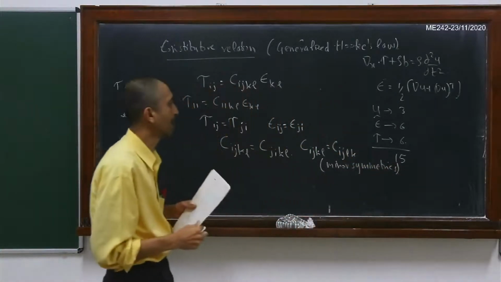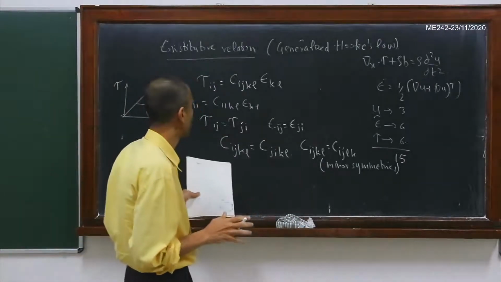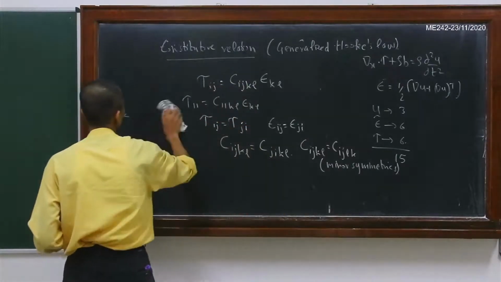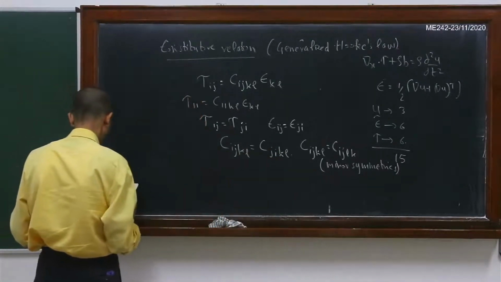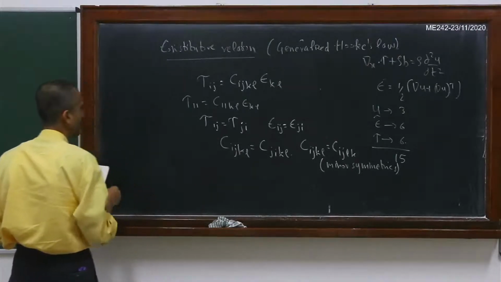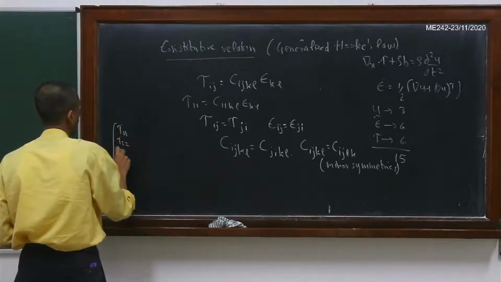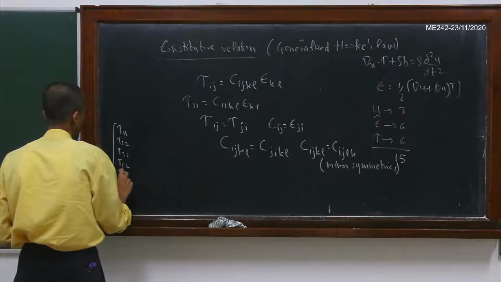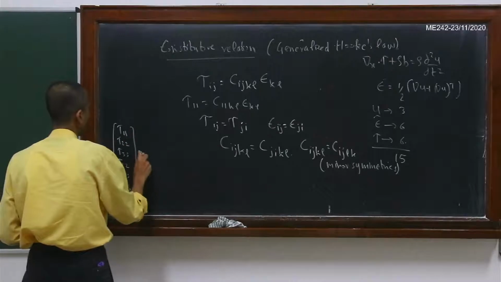So actually, instead of trying to show this in some rigorous way, we will just write it in a matrix form, and then it will become obvious. So here, let us just write this set of equations in a matrix form, and so if I write this as tau 11, tau 22, tau 33, tau 12, tau 23, and tau 13. Correct. So this is equal to.